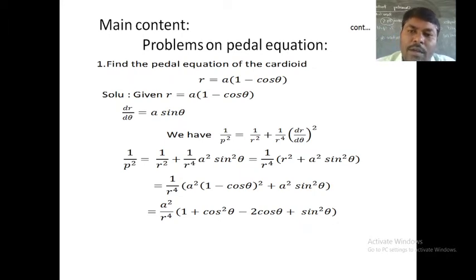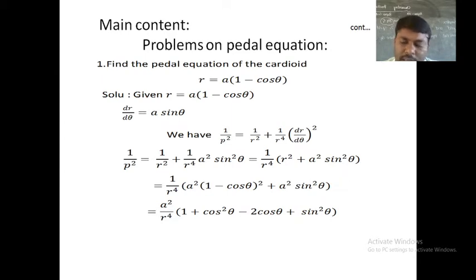First, we have to find the pedal equation for some curves. Here we have to consider the curve cardioid r is equal to a into 1 minus cos theta. Solution for this problem: here the given curve is r is equal to a into 1 minus cos theta.